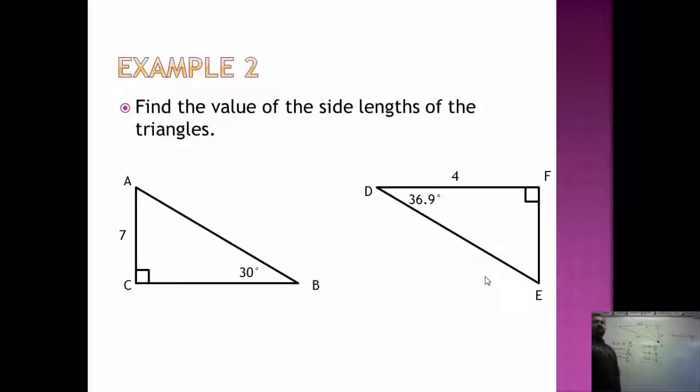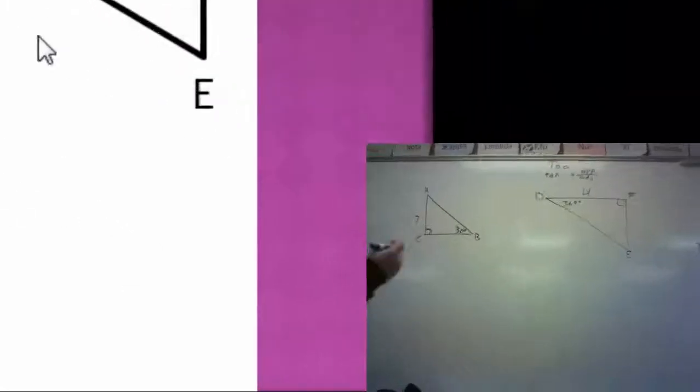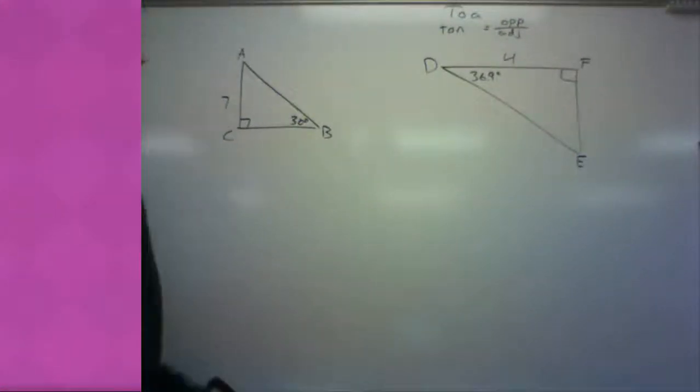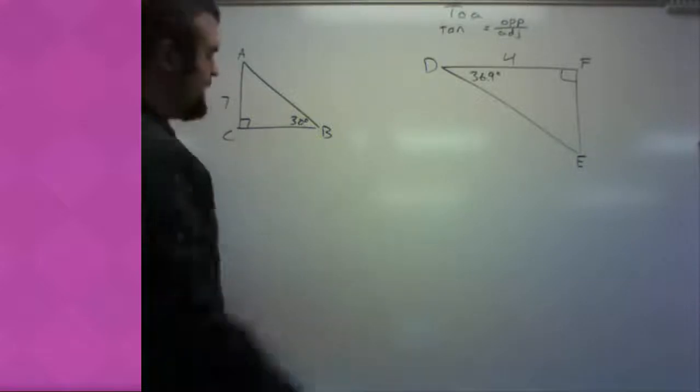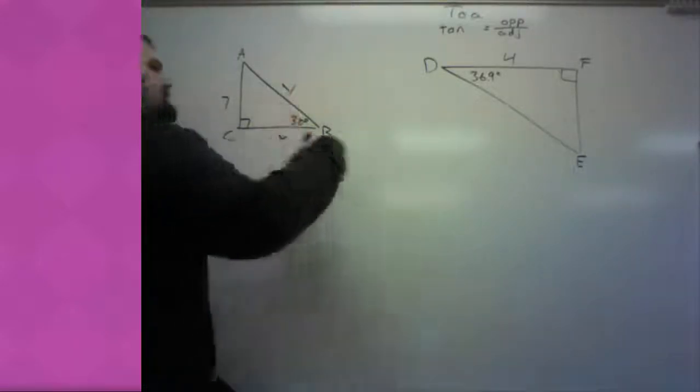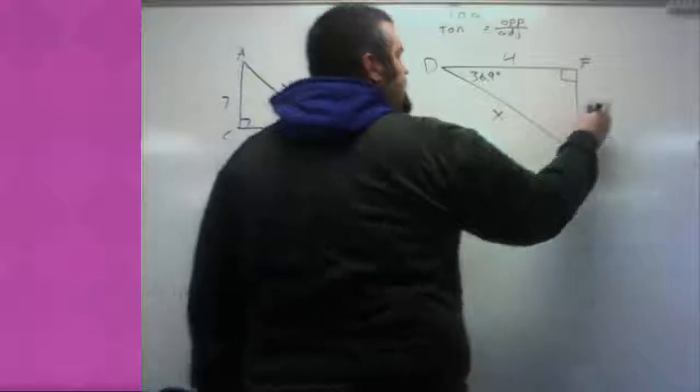Example 2, it says find the values of the side lengths. The main reason why we're doing this is so we can find all the side lengths. So, there's a reason I wrote TOE at the top. You'll find out more later in the next section. Alright, so let's look at this one here. I don't know what the side lengths are, and that's what I'm being asked to find here. So let's put X and Y. Let's do the same thing over here, X and Y.